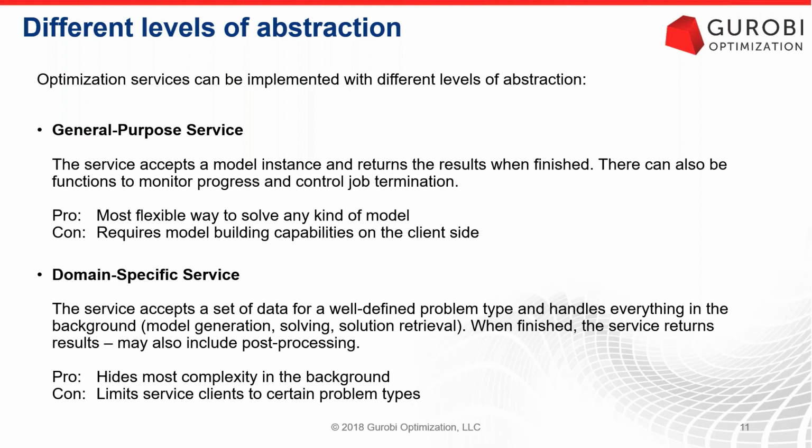And what happens is actually you move the model generator to the server side. So you provide the data and maybe some parameters to the client side. And everything else, so the model generation, solving, solution retrieval, post-processing, and whatever you need, happens on the server side, and you get only back the results. Well, the nice thing about this is that most complexity is hidden in the background, and also the developer that uses this service does not need to know about mathematical optimization. But of course, it limits you to certain types of problem.